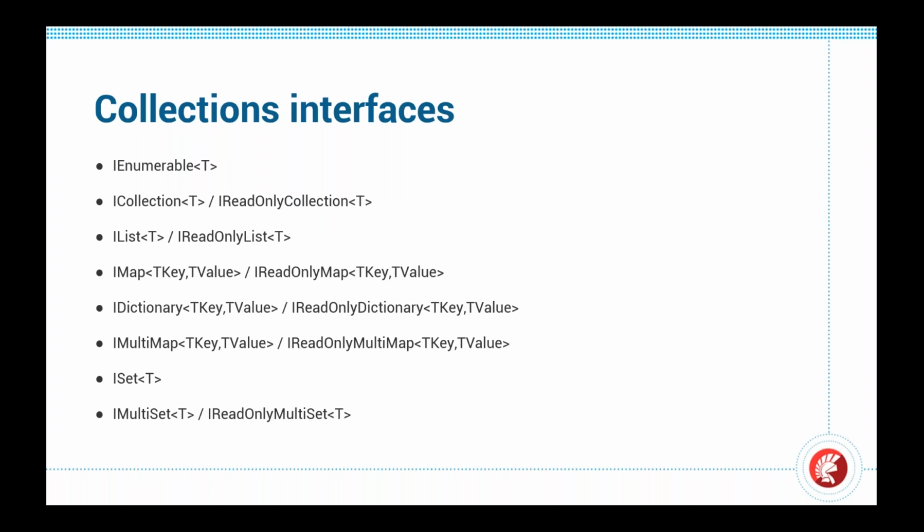The collection interfaces are organized in different categories. Well, the base type is IEnumerable of T, which is a sequence of items. Then there's the collection, which is a collection of items that are not index based. And then on top of that, there's the list, as we know, which has all the index-based methods on it. There's map, which is the base type for the following types, which is the dictionary and multimap. And then there are sets and multisets.